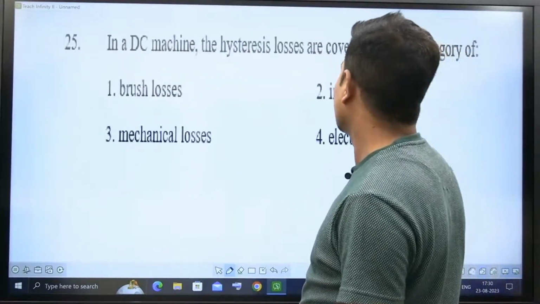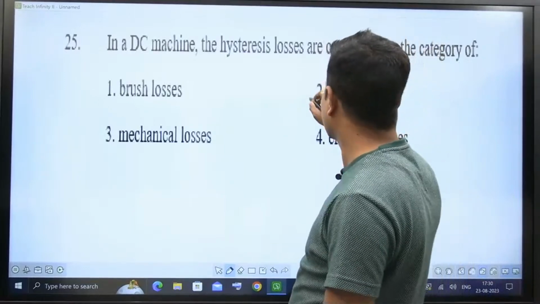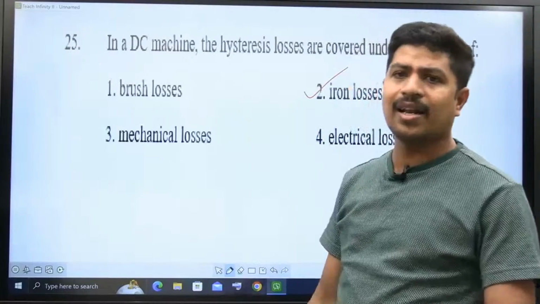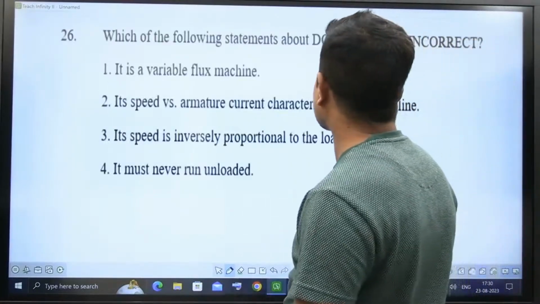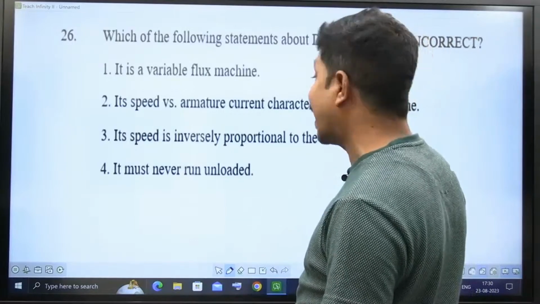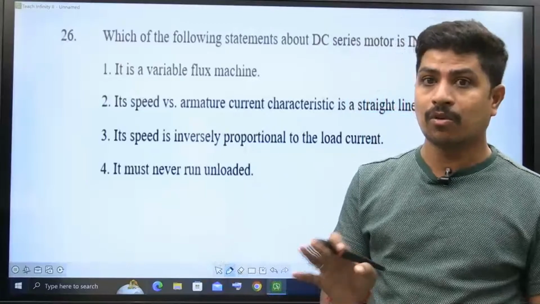In a DC machine, the hysteresis loss is covered under the category of iron losses. Hysteresis loss comes under iron losses only, right? Yes. Let's go to the next question. Which of the following statements about DC series motor is incorrect? Please read it. He's asking about the incorrect statement, not the correct statement.